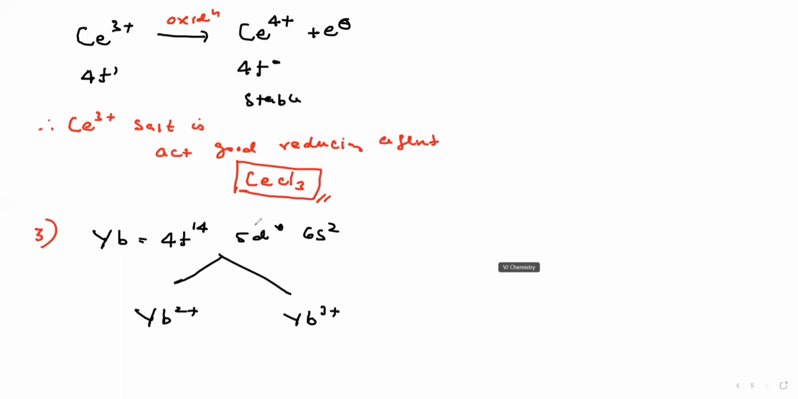Ytterbium 3 plus configuration is 4f13, right? Ytterbium 2 plus is 4f14. Now which is more stable? Always fully filled is most stable, right?